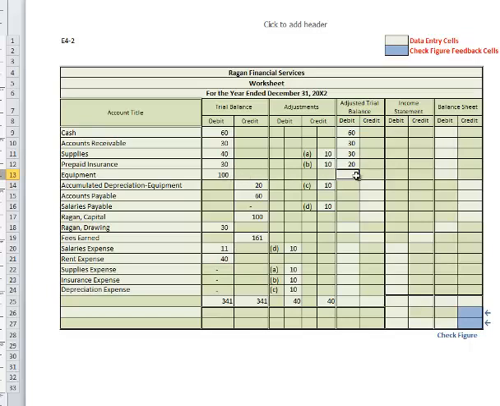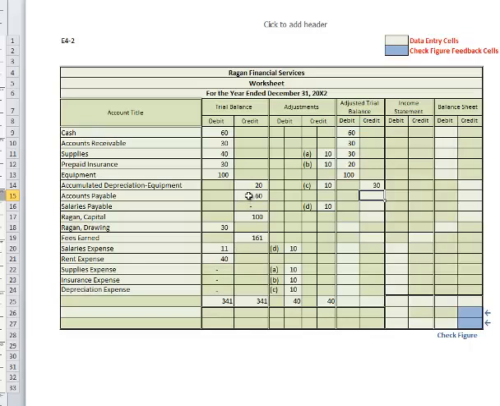There was no adjustment to equipment, so it remains a $100 debit. Accumulated depreciation had a credit of $20. We gave it another credit of 10. A credit and a credit you add. So accumulated depreciation has a credit balance of $30.